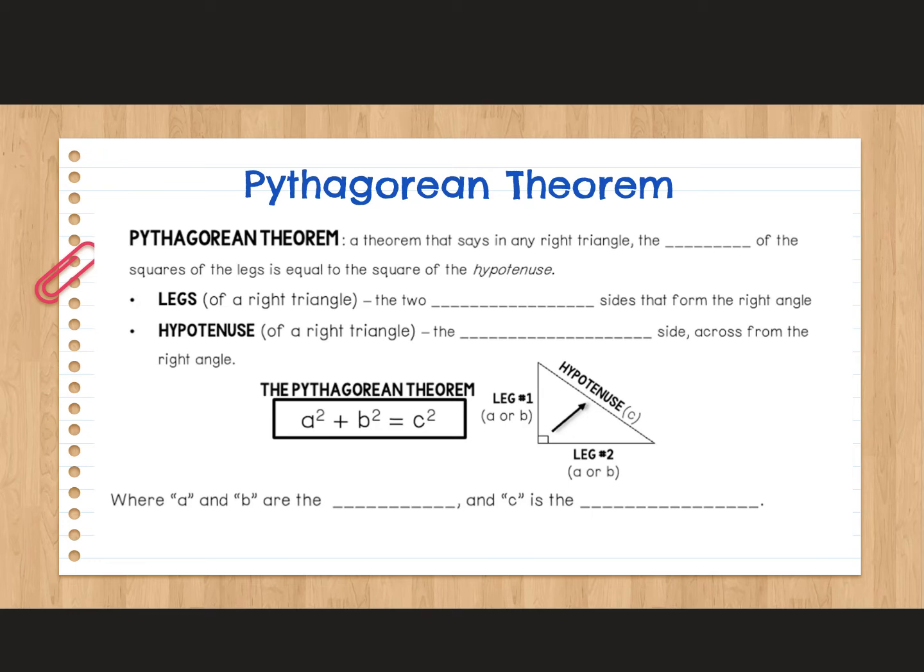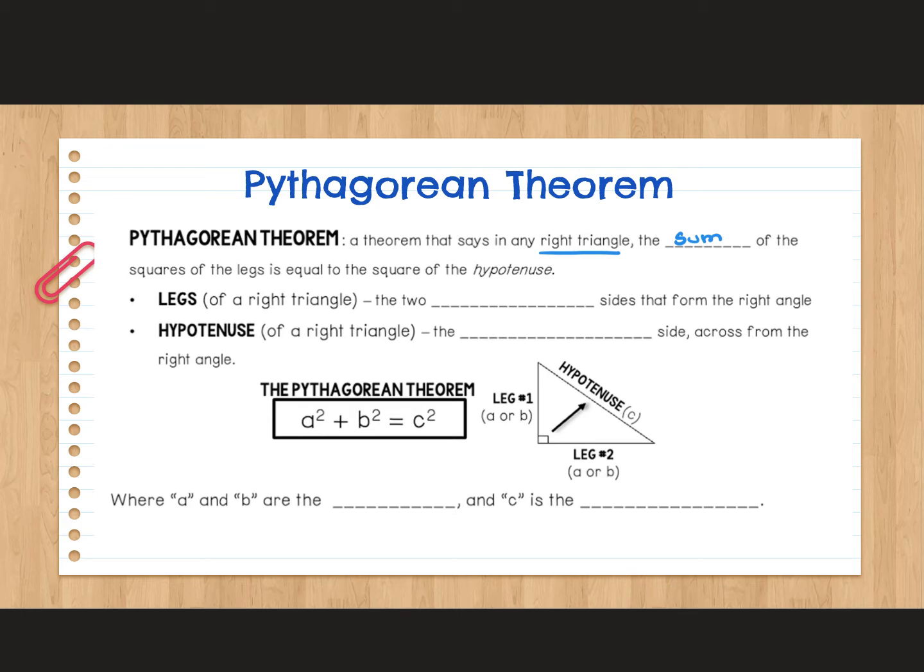So the Pythagorean theorem is the theorem that says for any right triangle, remember this only applies to right triangles, the sum of the squares of the legs is equal to the square of the hypotenuse. So we saw that in the previous example, we had two squares. We added them together. So for example, we had the square that was 9 feet squared, the square that was 16 feet squared. When we added them together, we got 25.